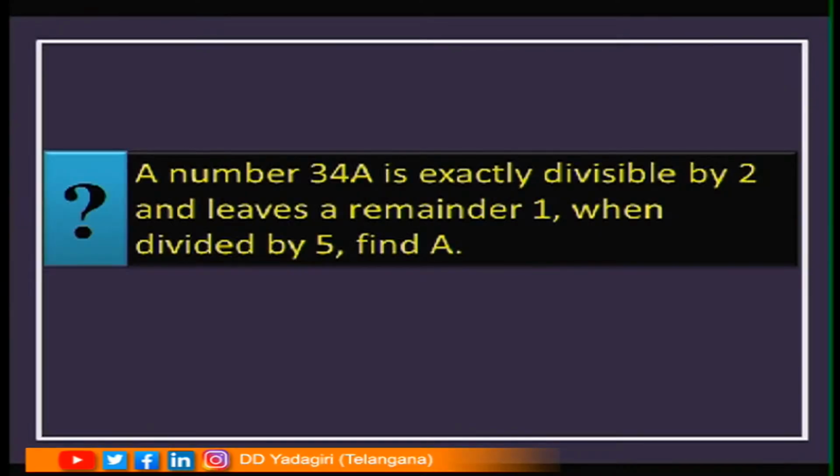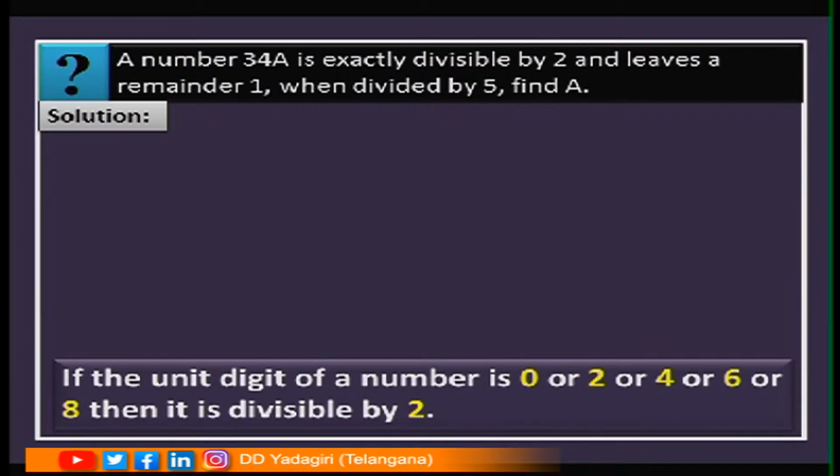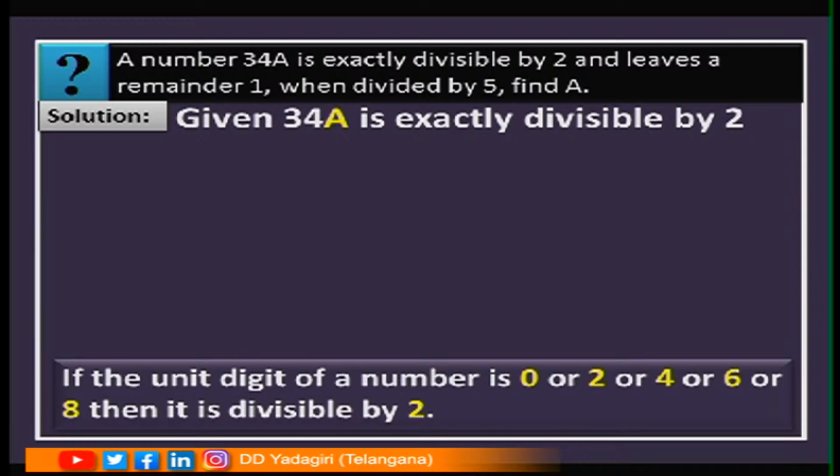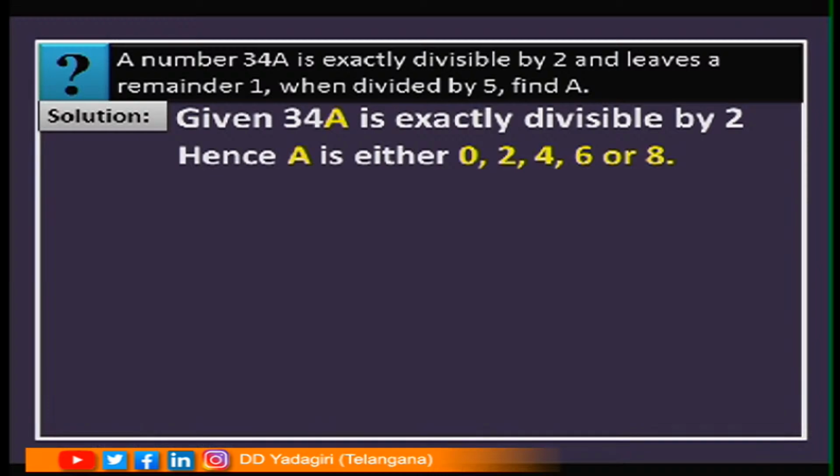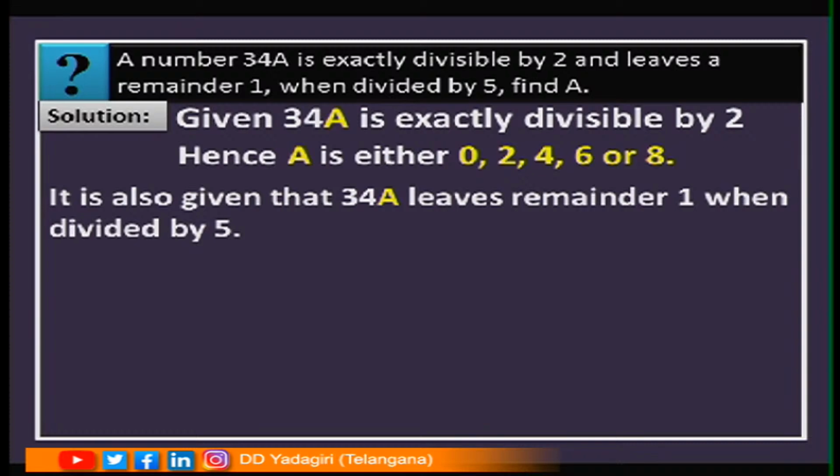A number 34a is exactly divisible by 2 and leaves a remainder 1 when divided by 5. Find a. Let us start with the solution. So we know that if the unit digit of a number is either 0 or 2 or 4 or 6 or 8, then it is divisible by 2. Hence I can say that the given number is exactly divisible by 2. This is given to us. So a can be either 0 or 2 or 4 or 6 or 8, and it is also given that 34a leaves remainder 1 when divided by 5.